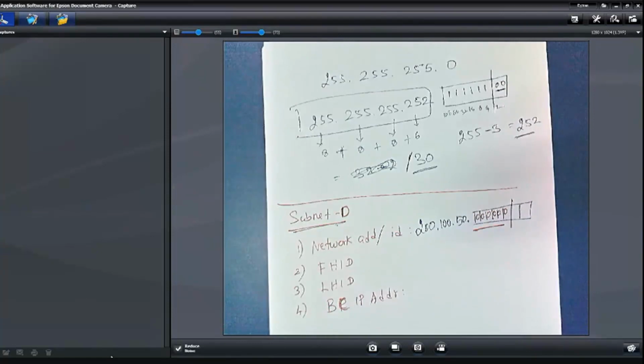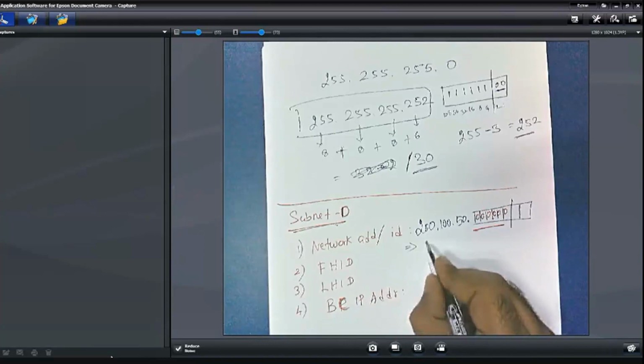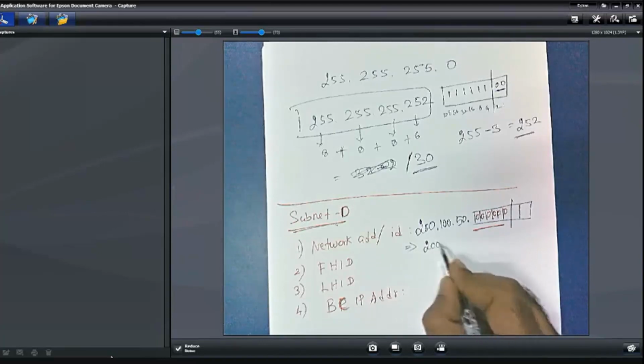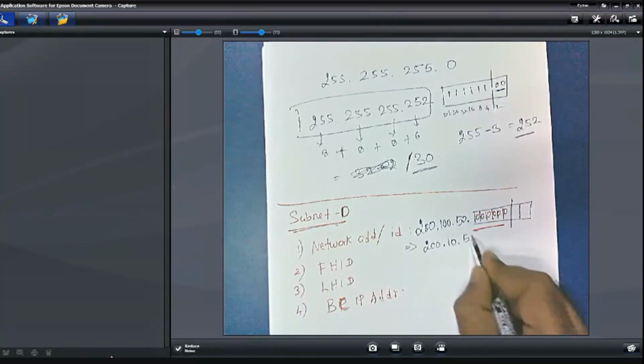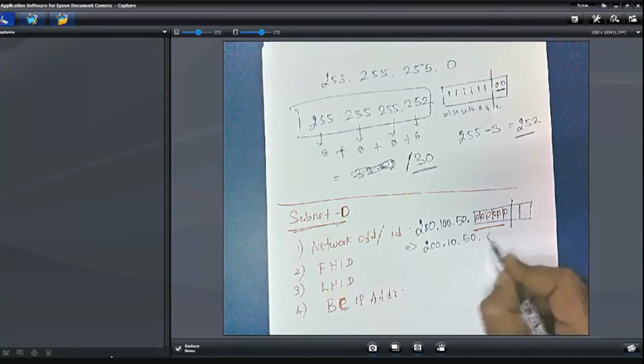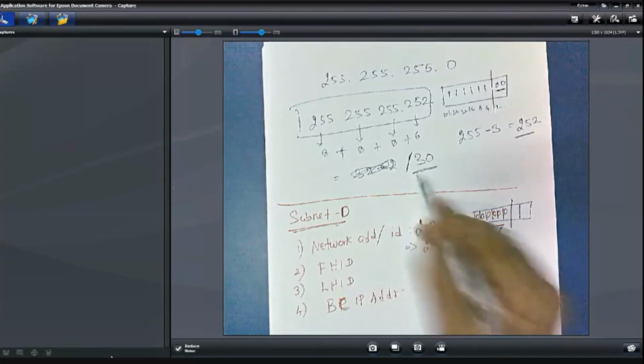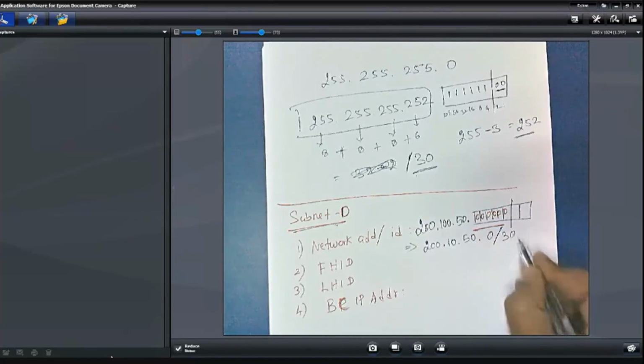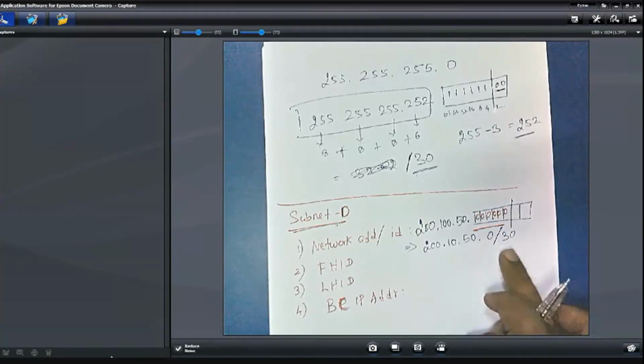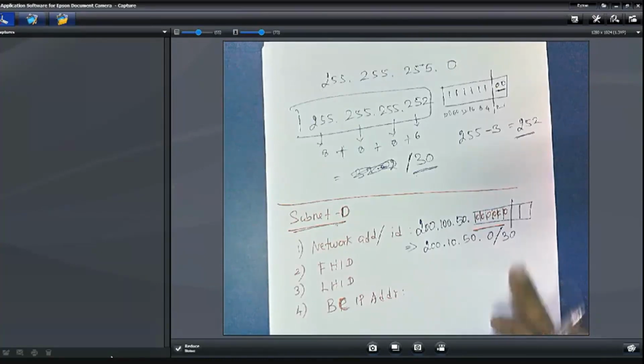Now, what does the network ID mean? This is equal to the network ID or network address. This is equal to 200.100.50.0, everything 0, with the new CIDR value. What is the new CIDR value? 30. You have to write 30, not 24, because of subnetting. Hereafter, you are going to follow only the new, custom CIDR value, because you have done subnetting.